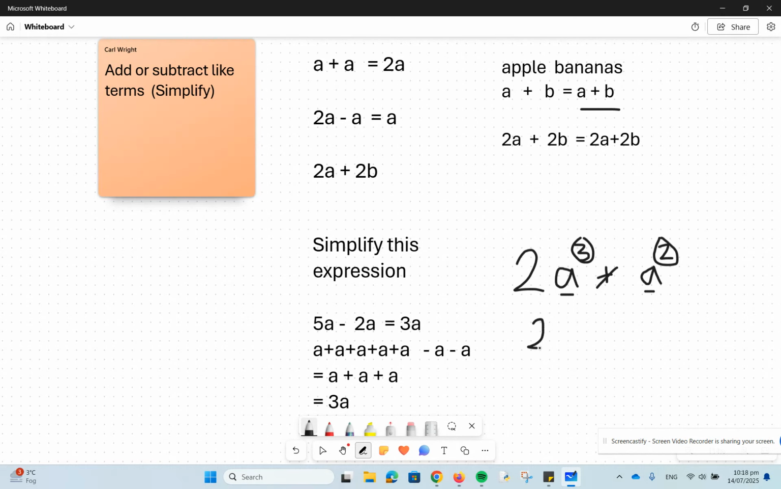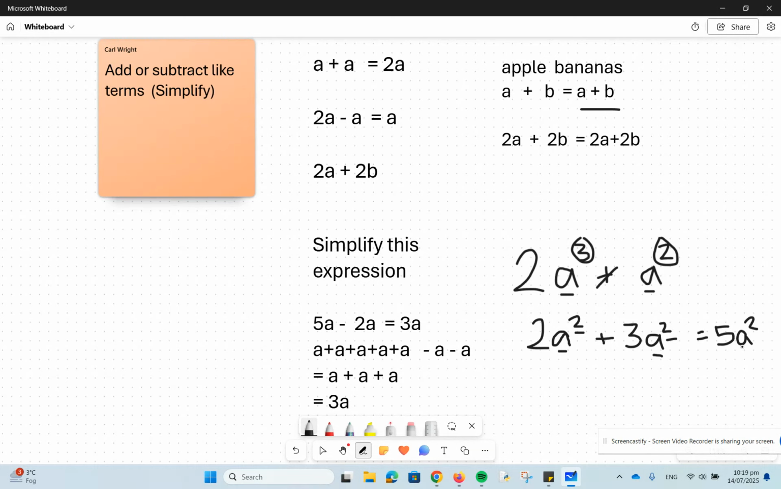Okay, so we'll go like this. 2a squared plus 3a squared. Can I add these together? Well, I've got the same letter, a squared, and the same power, 2. So can I add them together? Yeah, I can. And all I do is add the 2 and the 3 together to give me 5 of them. And there's 5a squared.